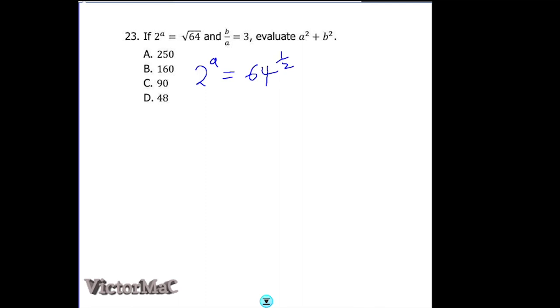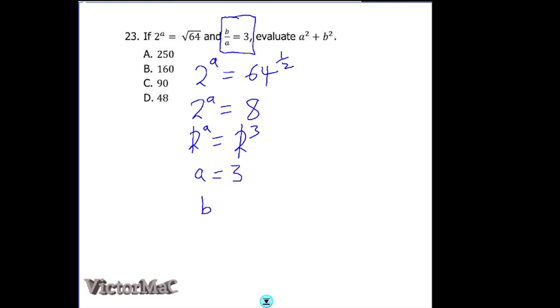So looking at 2 raised to power a equals root 64, the square root can be written as 1 over 2 as the power of 64. And then, what's the square root of 64? We have 8. Also, we can write 8 as 2 raised to power 3, so that we cancel out the base on two sides. So the power a is actually 3. Then substituting that into this equation, that will be b over 3, as our a equals 3.